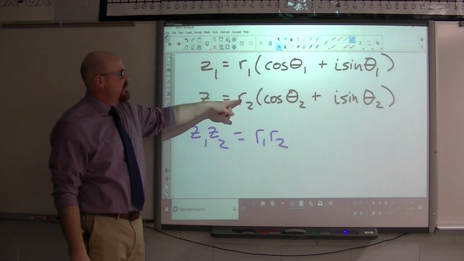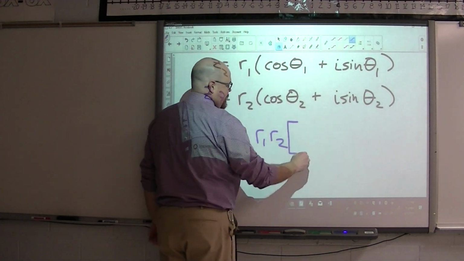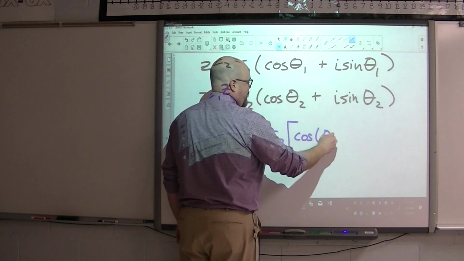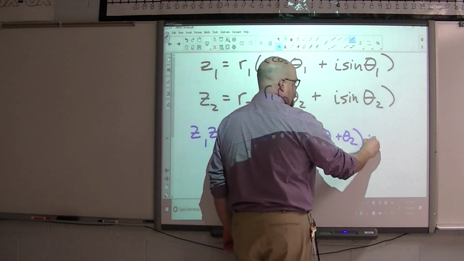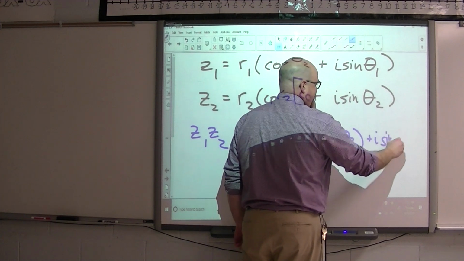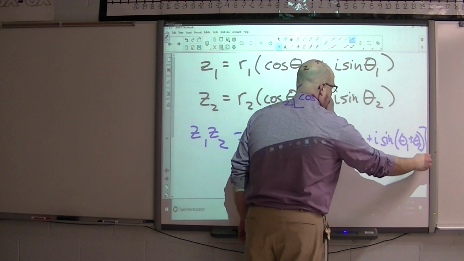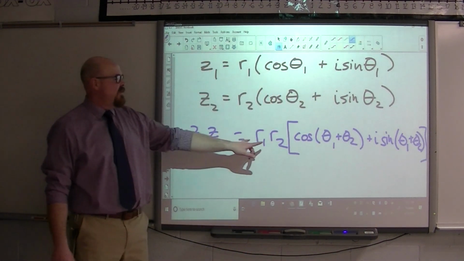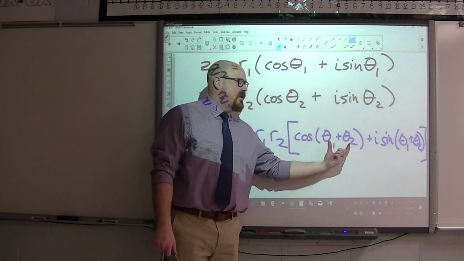We multiply the moduli together like this, and then inside here, we're going to have the cosine of the sum of the arguments. And then we have the sine of the sum, I'm running out of room, of the arguments as well. Sorry, didn't think that out very far. So we've got the product of r1 and r2 here, and then inside here we're actually adding.